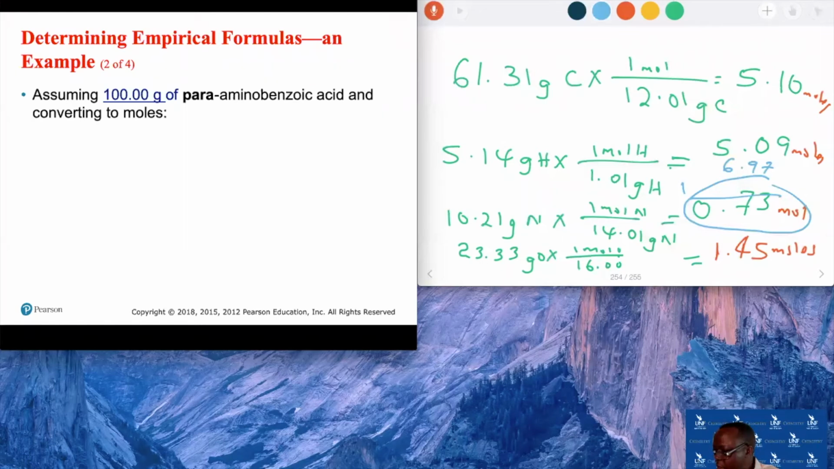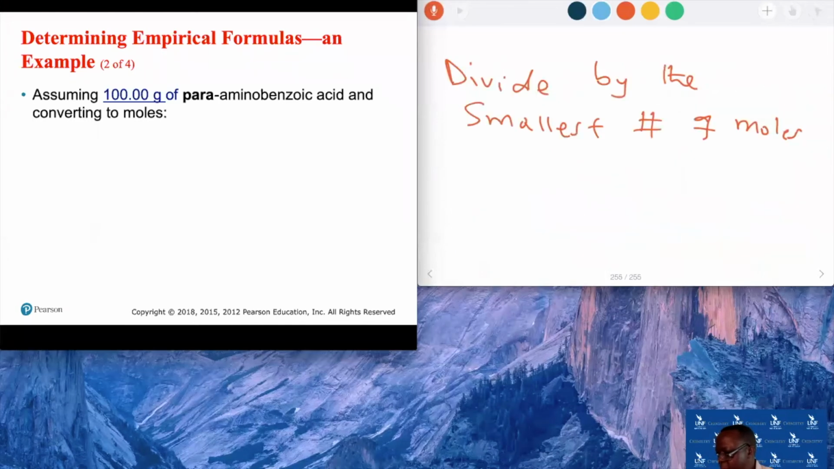So here is 6.99 and 1.4. 0.45 divided by 0.73, I get 1.99. I'm just saying 99 to make sure. So I've divided by the smallest number. And if I write that, the carbon, hydrogen, nitrogen, and oxygen.